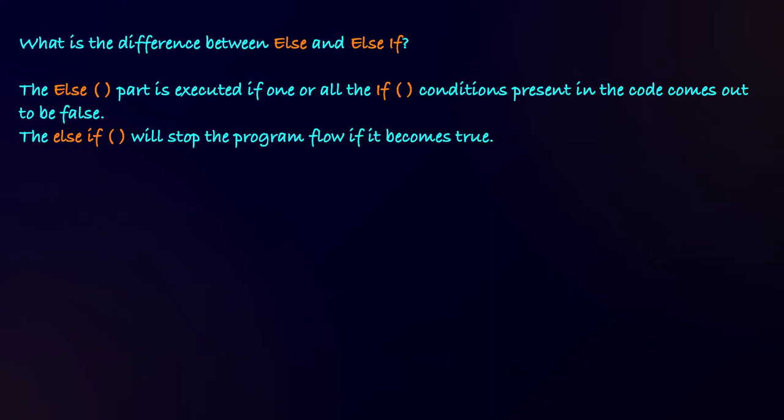Now this needs to be known to all of you. You can note it down. The difference between else and else if. The else part is executed if one or all the if conditions present in the code come out to be false. Else if will stop the program flow in it if it becomes true. That means it is a separate condition that has been given. And else is a generalized condition. That means if the if statement comes out to be false, every other possibility will come out to be whatever is mentioned over there. Okay.